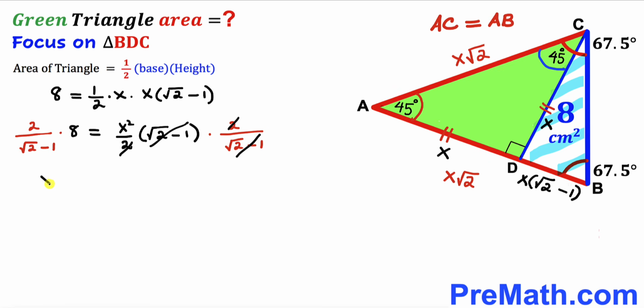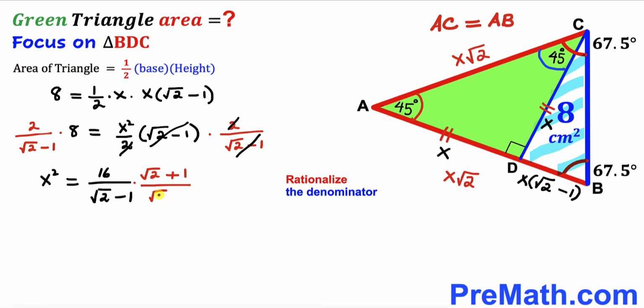So therefore our x squared value simply turns out to be 2 times 8, which gives us 16, divided by square root of 2 minus 1. And now we are going to rationalize this denominator by multiplying and dividing by the conjugate, square root of 2 plus 1 on the top, and likewise dividing by square root of 2 plus 1 as well. And now we are going to multiply the numerators and the denominators as well.